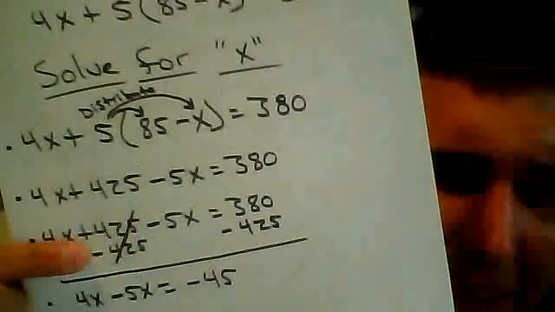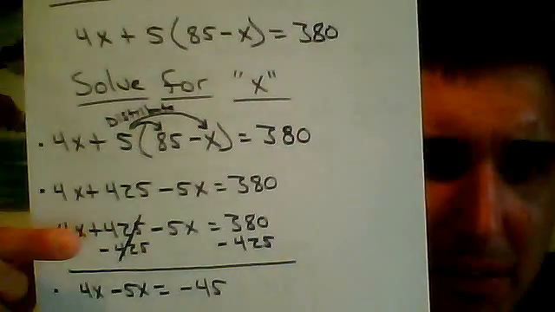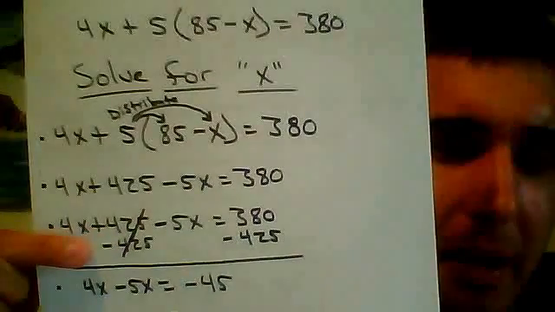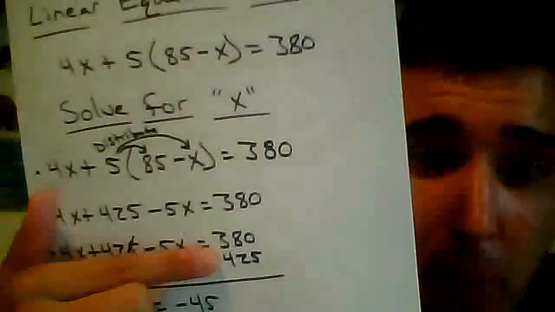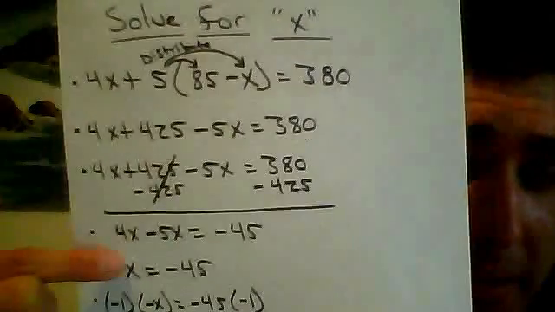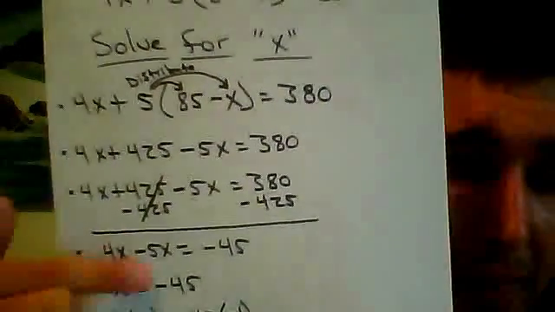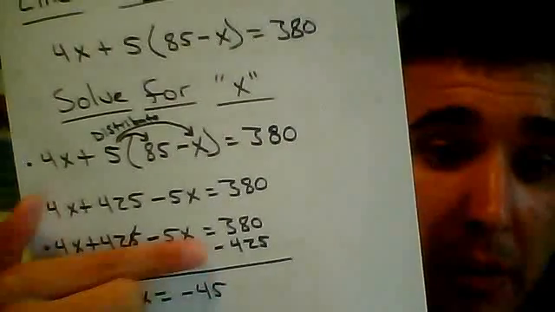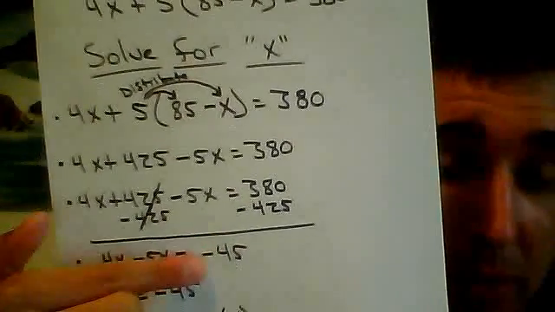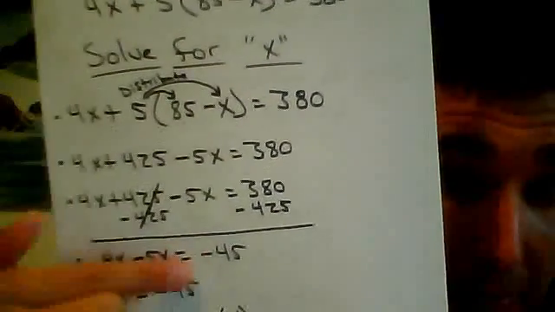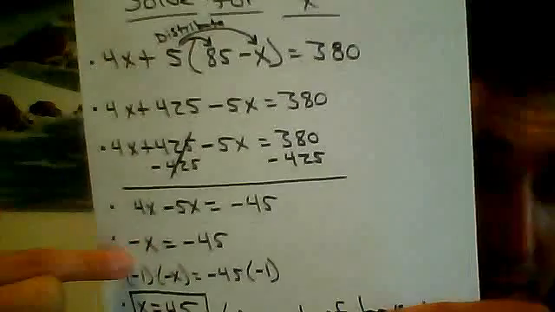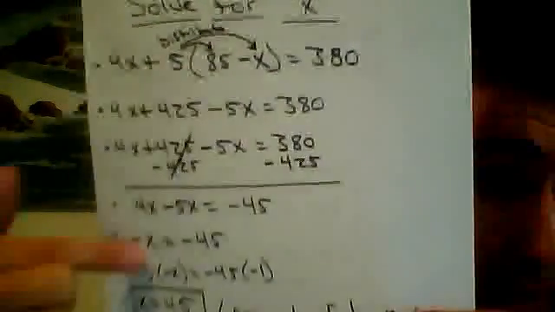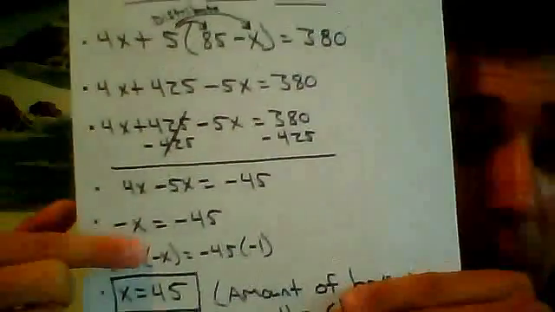Now what do we want to do? We want to get our x's only on one side, and that's going to be this left side here. Okay, and so how do we do that? We have to subtract 425 from both sides. So we'll do that, and we'll end up with 4x minus 5x equals 380 minus 425, which equals negative 45. Then we'll come down here, 4x minus 5x equals negative x. So negative x equals negative 45.